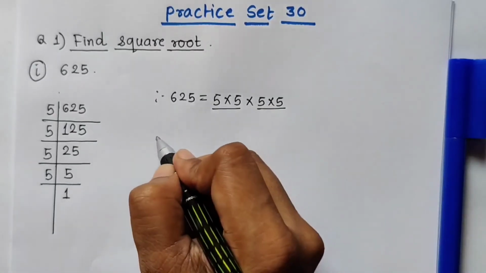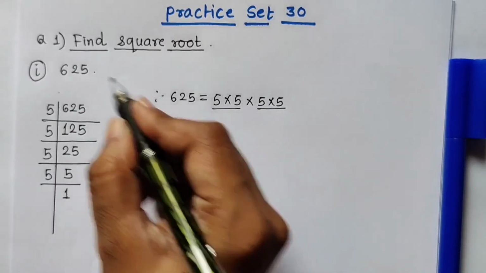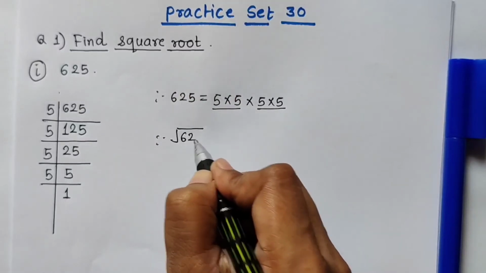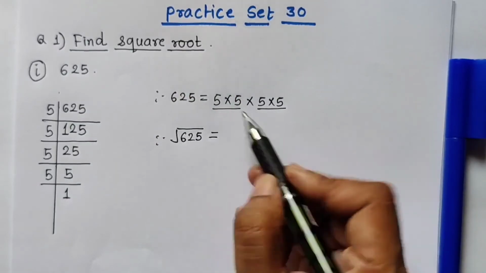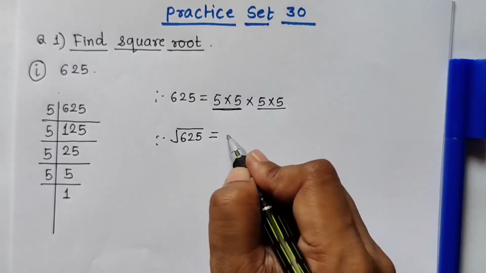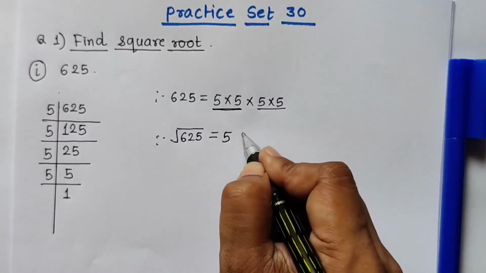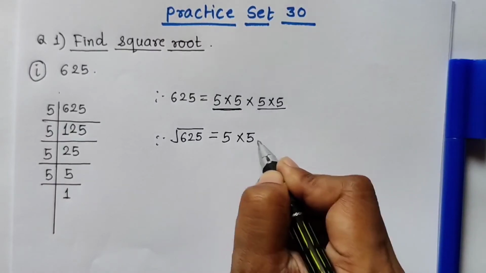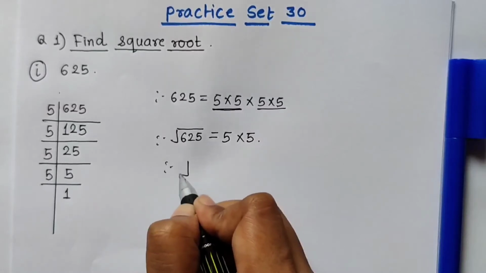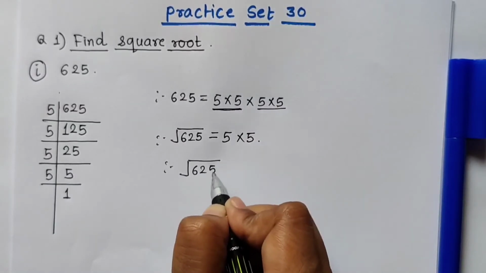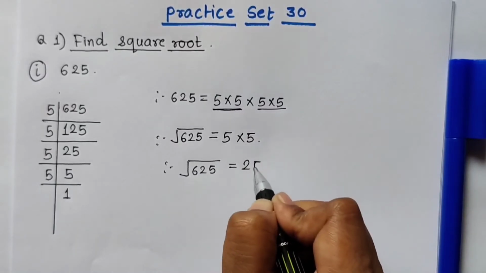So how to write it in the square root? Square root of 625 we have to find out. So write it in the square root symbol. In place of 2 fives we write it 1 time. Again in place of 2 fives we will be writing it 1 time. So square root of 625 is 5 fives are 25.